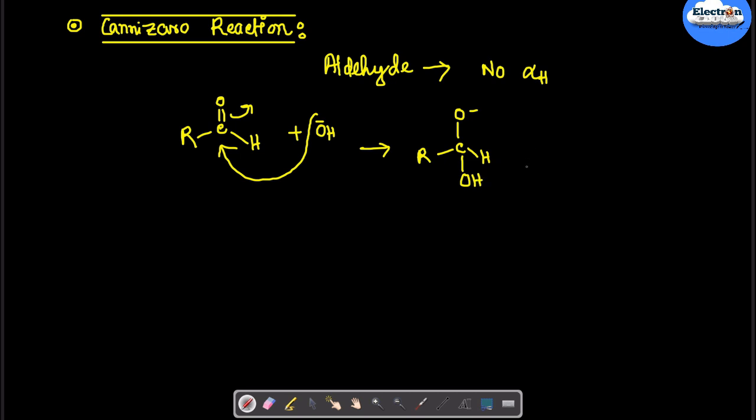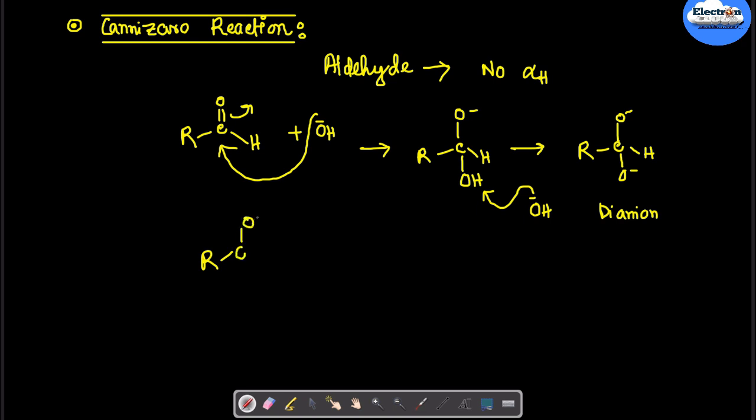Now another molecule of OH minus, that is hydroxide ion, will abstract this hydrogen, and ultimately it will generate a dianion, with O minus over here, above and below, and hydrogen will be here in this case. So a dianion will be formed.